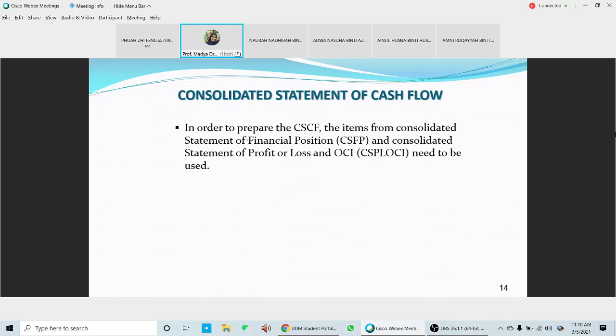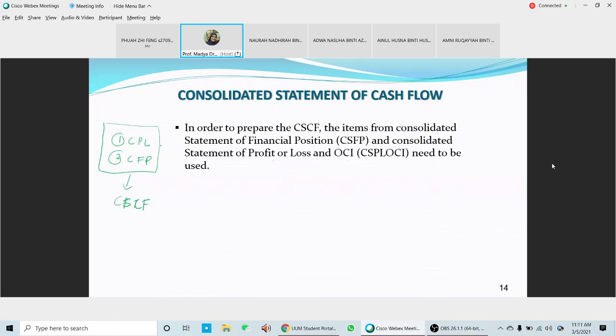statement, the items from the consolidated statements of financial position and consolidated statement of profit or loss and other comprehensive income need to be used. It means that you should have the consolidated statements of profit or loss, and then you should have a consolidated statements of financial position. Okay, from these two statements, after you already prepare these two, then you can prepare a consolidated statement of cash flow.